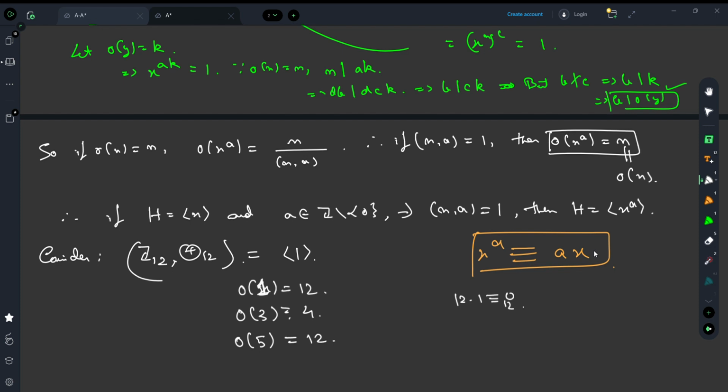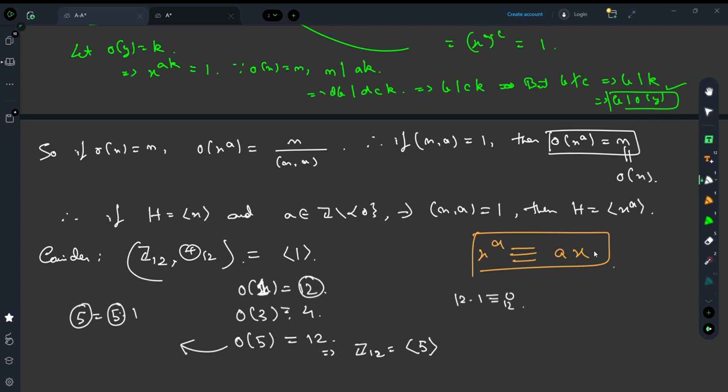The order of 5 will be 12, and this immediately comes out from the fact that 5 is nothing but 5 times 1, right? So if I consider 5 to be of the form X to the power A, so this is the A indeed, and A and the order of 1, which is 12, are co-prime. So 5 will also generate Z12, right? This implies that Z12 will also be generated by 5.